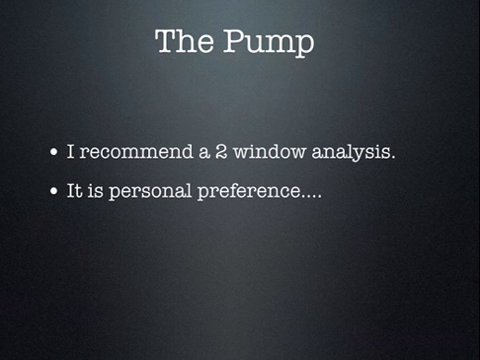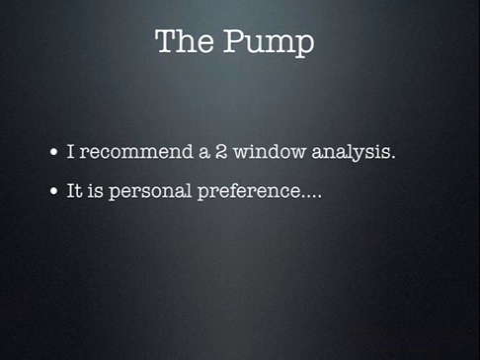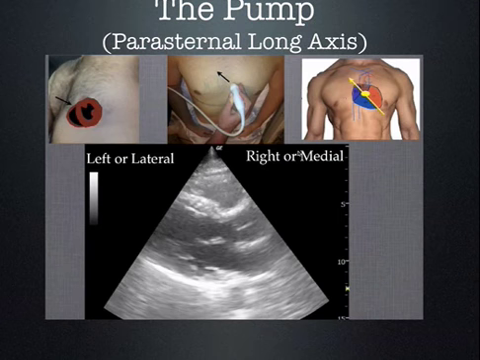Now, there's multiple windows, lots of windows that you can use to evaluate the heart. I recommend using at least 2, really more 3 windows, because not everybody has all those windows. Everybody's body shape is a little different. Some people aren't going to have a subcostal window, and you're going to have to use a parasternal. Some people aren't going to have a parasternal. You're going to have to use an apical. So I recommend using at least 3 windows. It's personal preference. The heart is probably the most challenging application of ultrasound to understand from an orientation perspective.